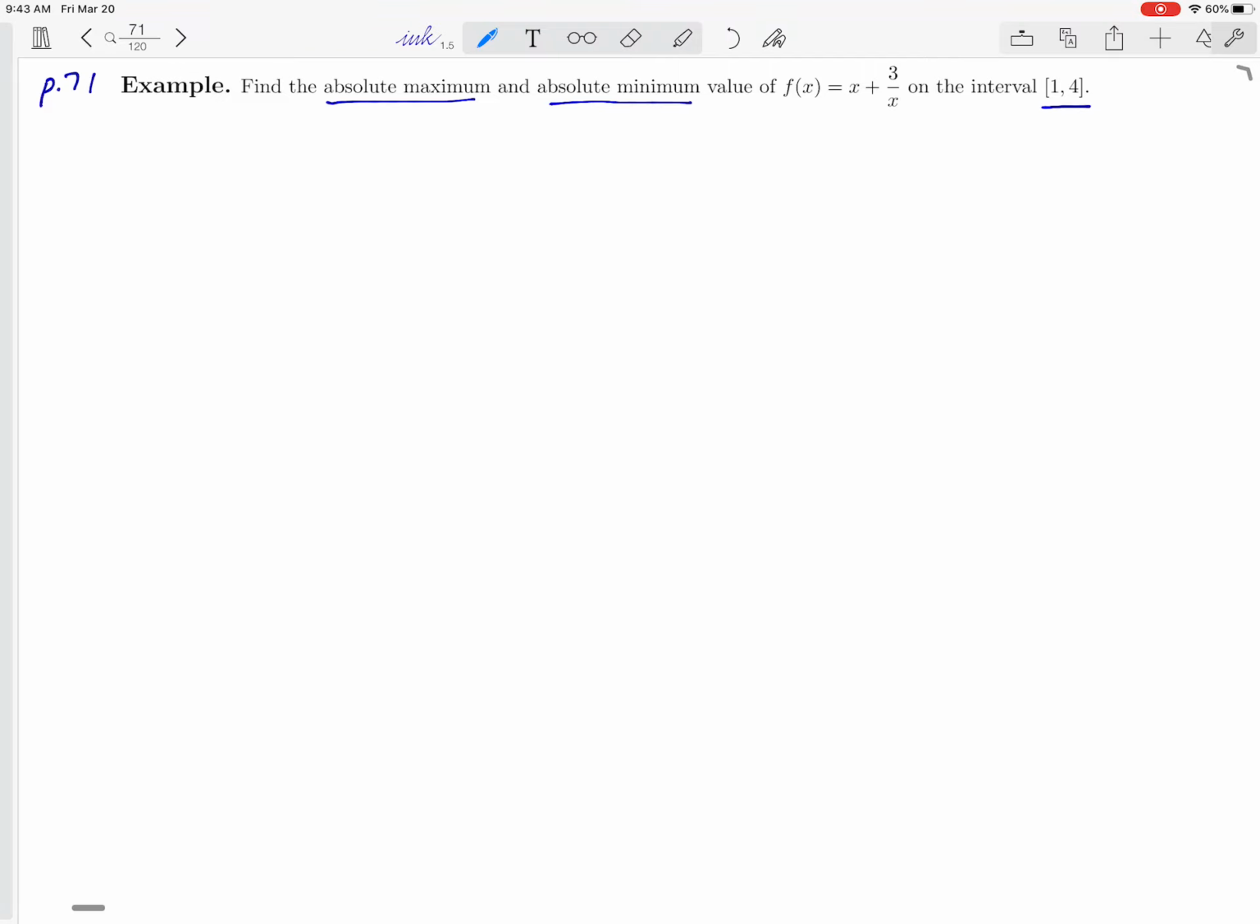Okay, so notice they're asking us for the absolute maximum and minimum of this function on the interval from 1 to 4. So we can see the endpoints directly. They're just 1 and 4. Those are generally given to you directly in the problem. So we're just literally writing down the two endpoints of that interval that they gave us.